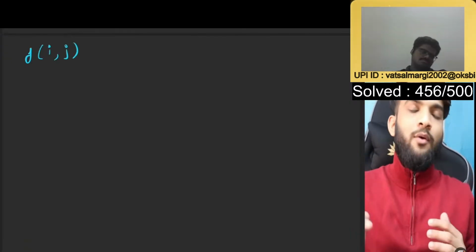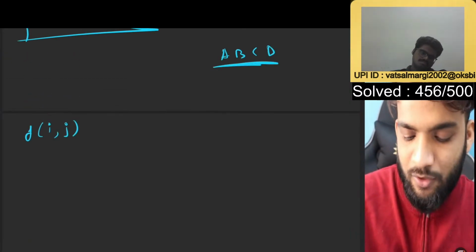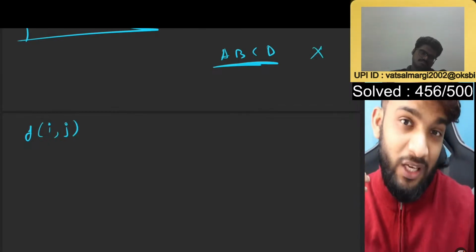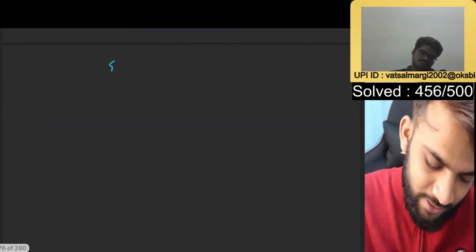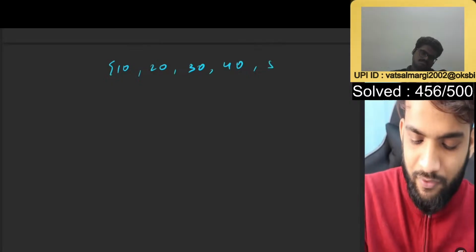Now what was given to us, like we knew that we had A, B, C, D, but we cannot think in terms of A, B, C, D. We have to think in terms of the array. Let's understand, we have to think in terms of the array.